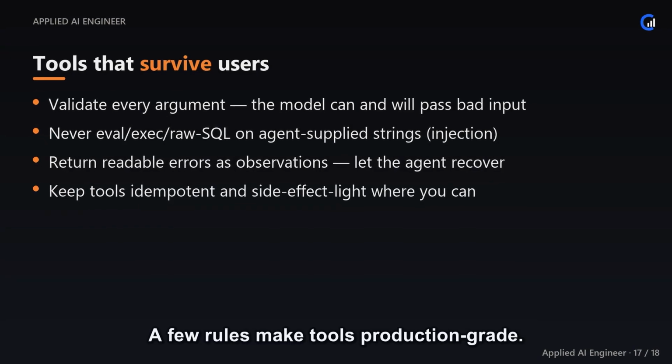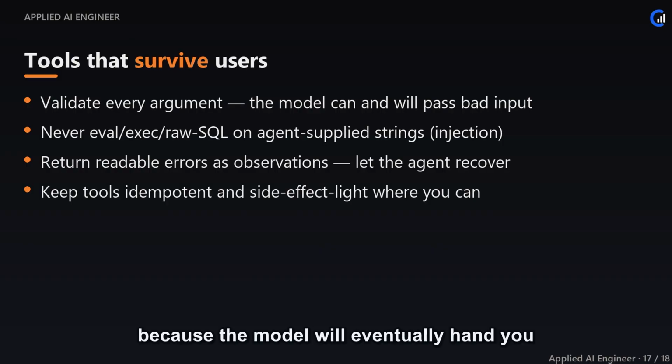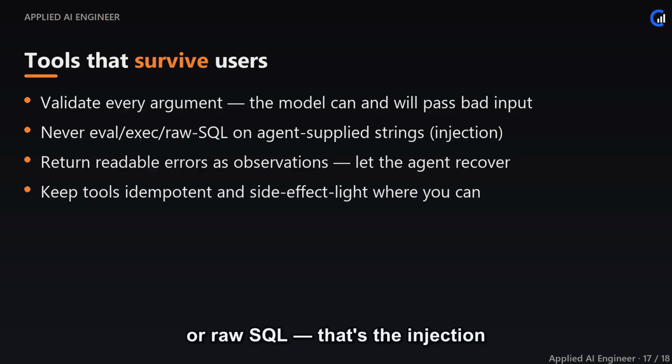A few rules make tools production grade. Validate every argument, because the model will eventually hand you something malformed. Never feed agent-supplied strings into eval, exec, or raw SQL. That's the injection door from episode 14. When a tool fails, return a clear error string as an observation rather than crashing, so the agent can read it and try again. And prefer tools that are idempotent and light on side effects, so a retry can't do damage. Tools are where an agent touches the real world, so they're where most of the safety work lies.